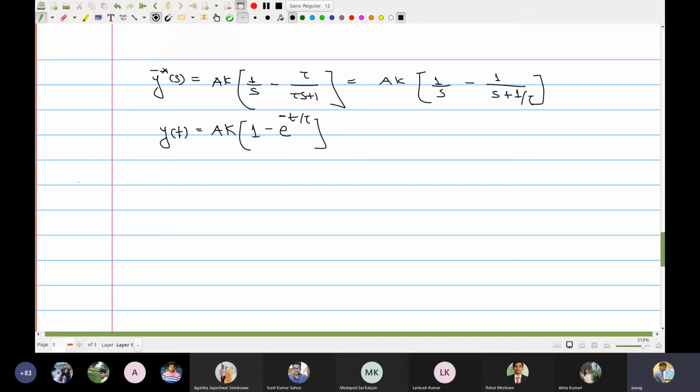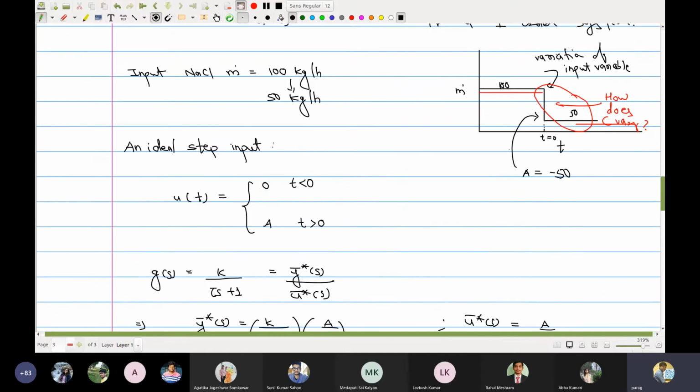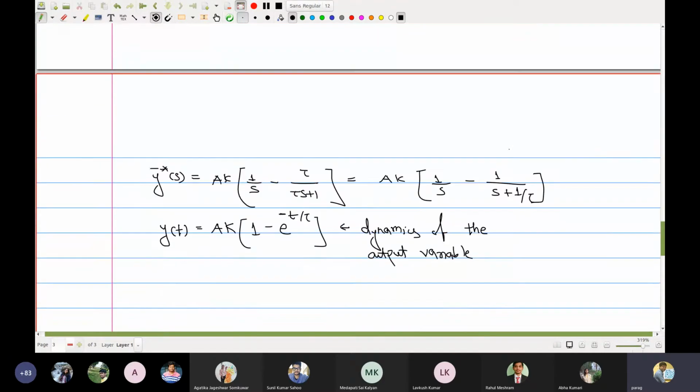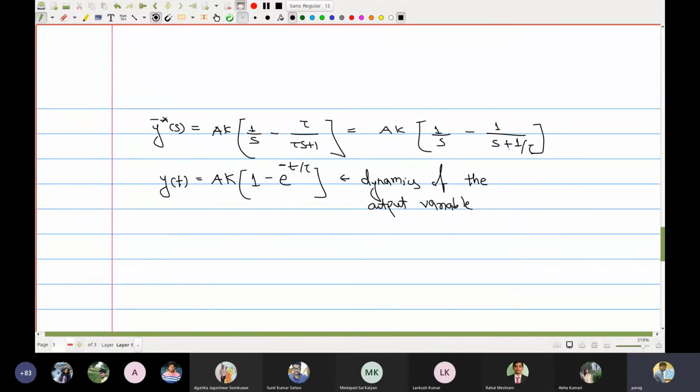Right. Now this is the dynamics of the output variable, right? So let's see what happens if I suddenly add 50 units rather than removing 50 units. A will simply become negative, so the sign will change, otherwise qualitatively the behavior will remain the same. So if I add 50 units, how is the system going to behave?